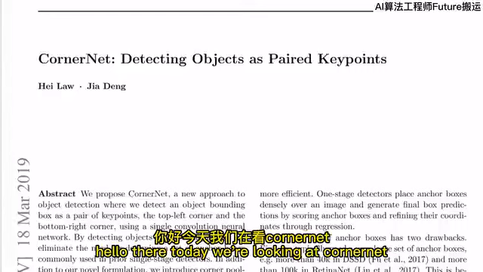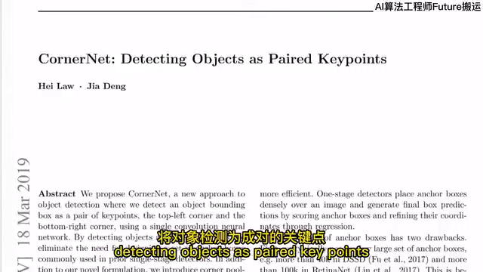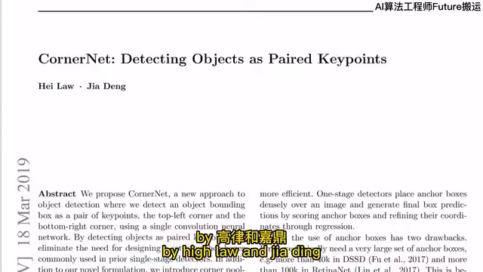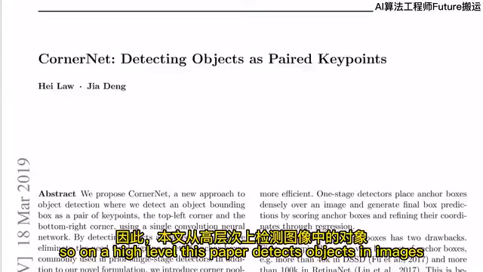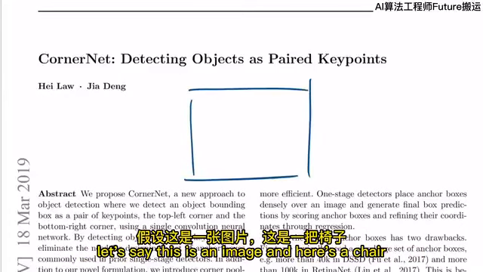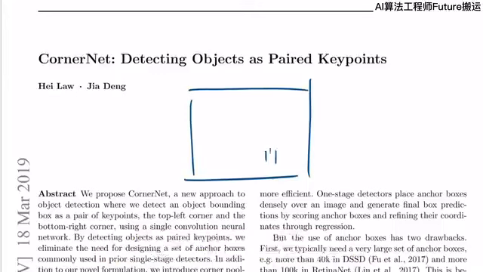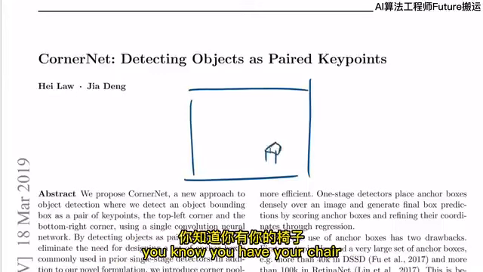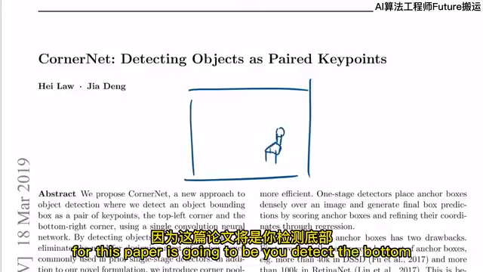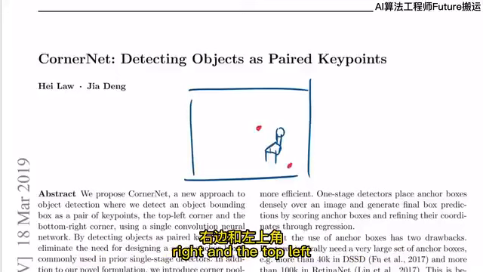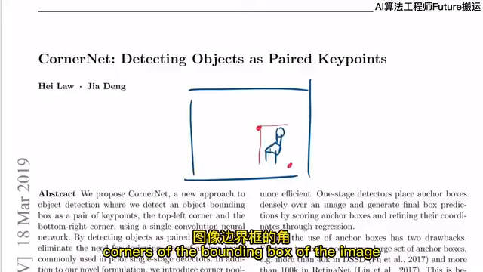Hello there. Today we're looking at CornerNet: Detecting Objects as Paired Keypoints by Hei Law and Jia Deng. On a high level, this paper detects objects in images. Let's say this is an image and here's a chair. The way you detect the chair in this paper is you detect the bottom right and the top left corners of the bounding box.